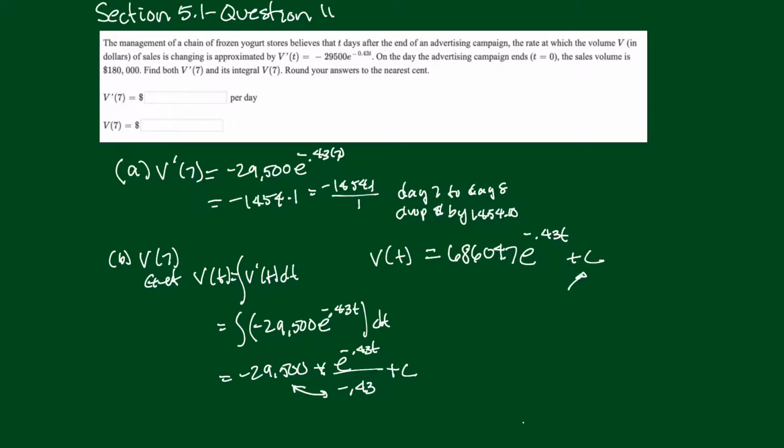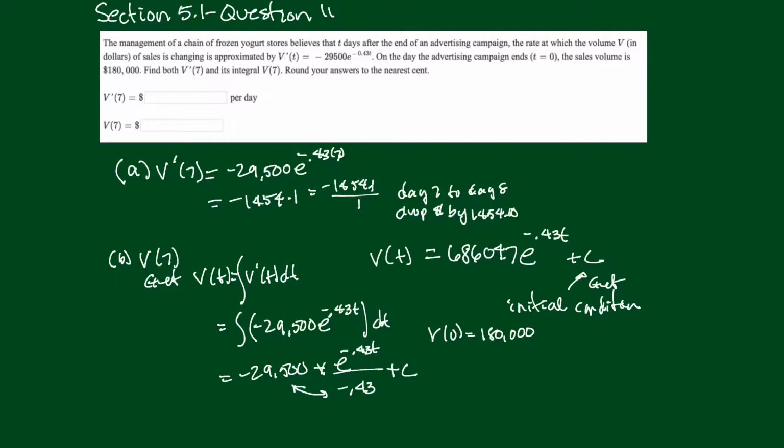Now what we'd like to do is get c, so we need initial conditions, and we have some. Let's go back up here and read this. It says, on the day the advertising campaign ends, so at t equals 0, the day that it ends, the sales volume is $180,000. So we know that V of 0 is equal to 180,000.